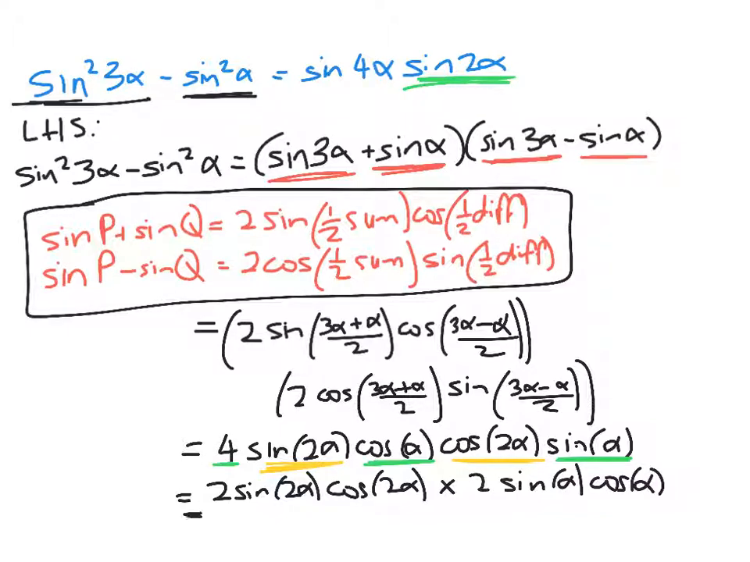And I'm just going to be able to squeeze that in. Right, so there we've got sine of 2 times 2 alpha, which is 4 alpha, times sine of 2 alpha, which is the right-hand side as required.